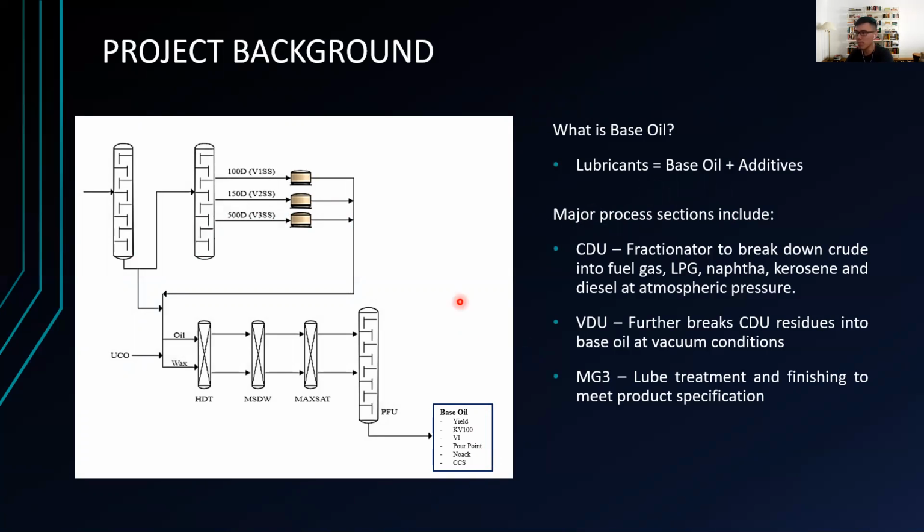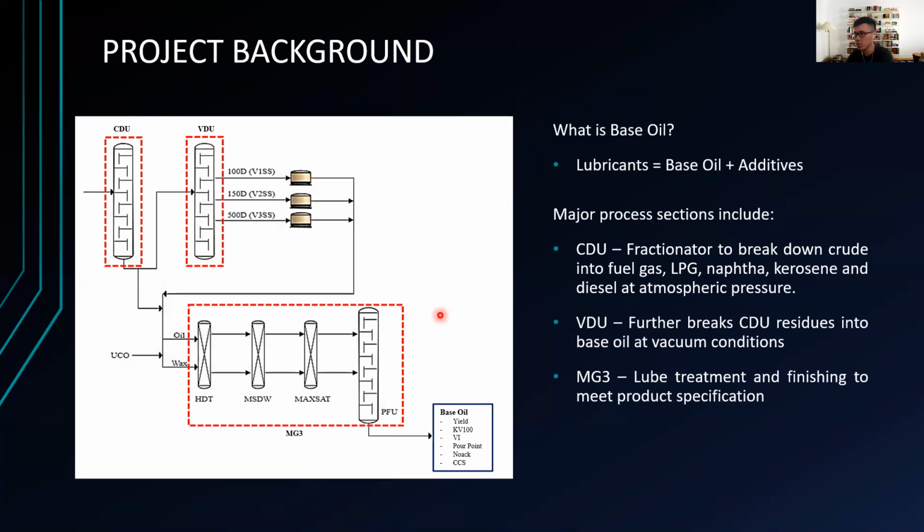The base oil production process can be categorized into three main sections, namely the crude distillation unit, the vacuum distillation unit, as well as the MG3 section, which is basically the finishing section for the base oil production. The raw crude oil, after passing through the desalter unit, will enter the CDU. CDU fractionates the raw crude oil into a variety of products at atmospheric pressure. The bottom residues of CDU, which cannot be cracked at atmospheric pressure, will then enter the VDU to further break down the heavier hydrocarbons at vacuum conditions.